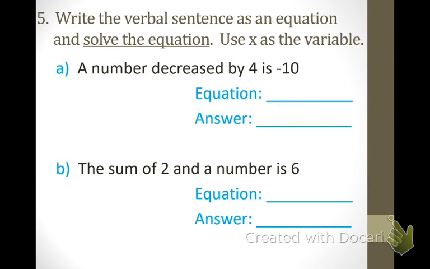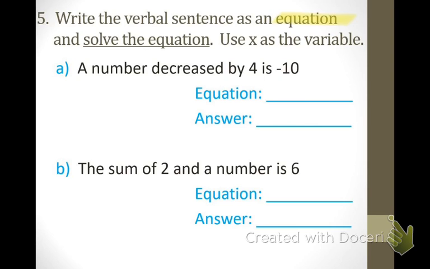Number 5 asks us to write the verbal sentence as an equation and solve the equation. So this is a little different than something we've done before. We are trying to write an equation and we're using x as the variable. So let's just check to see on our yellow paper. Remember, this yellow paper is not going to be with you on your quiz, so you've got to have it memorized. Parenthesis words, do I have any of those?